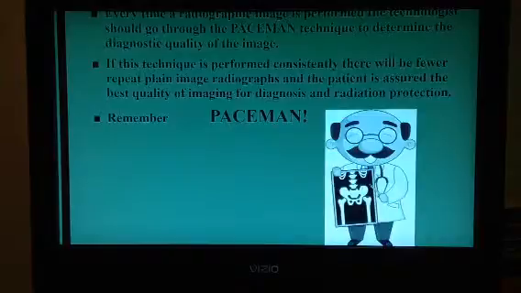Every time a radiographic image is performed, the technologist should go through the PACEMan technique to determine the diagnostic quality of the image. If this technique is performed consistently, there will be fewer repeat images, and the patient is assured the best quality of imaging for diagnosis and radiation protection. Remember PACEMan when you critique an image.